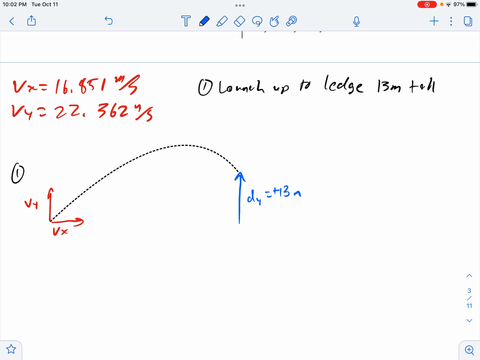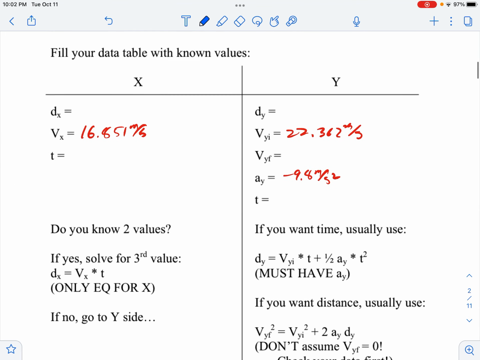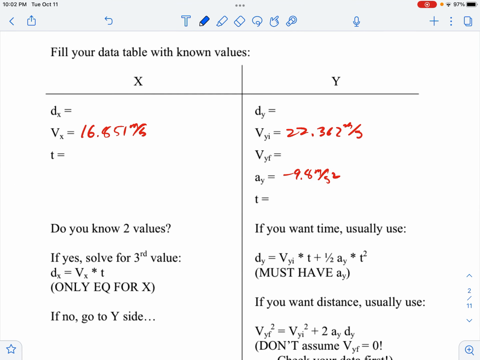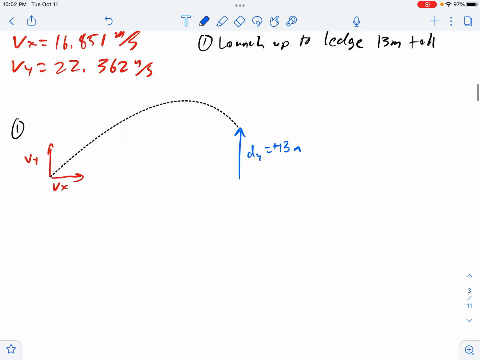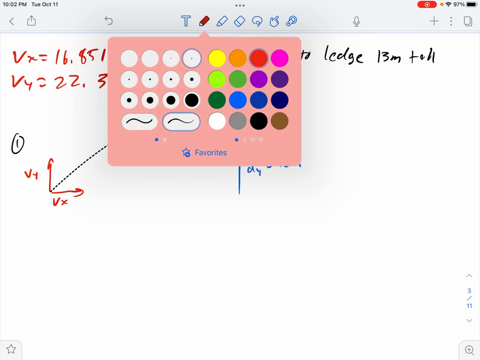If I scroll back, the x column asks: do I know two of the values? If so, I can solve for the third. But I only know the horizontal component of velocity. So if I shift over to my right-hand column, it says if you wanted to use the time, we're going to use this displacement equation. That's exactly what we're going to do down here. Let's go through the steps.